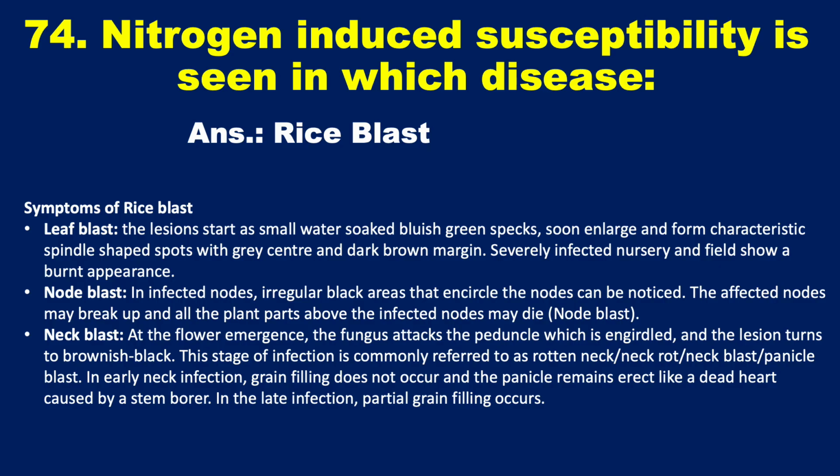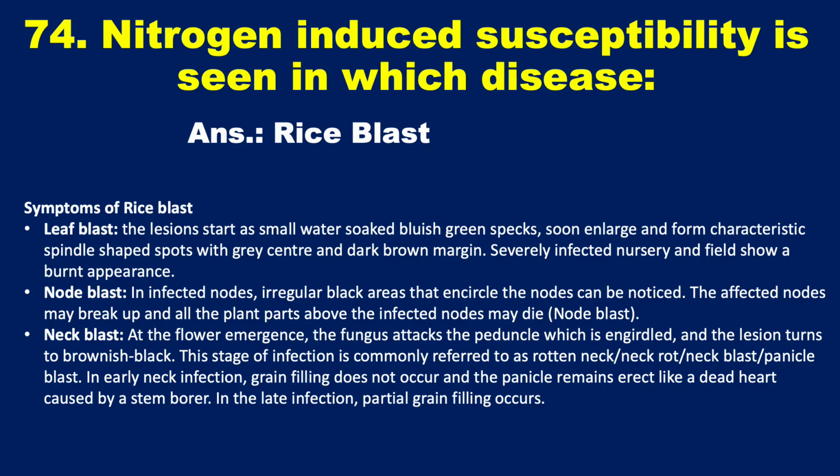In case of leaf blast, the lesion starts as small water-soaked bluish-green specks, soon enlarge and form characteristic spindle-shaped spot with gray center and dark brown margin. And severely infected nursery and the field show a burnt appearance.